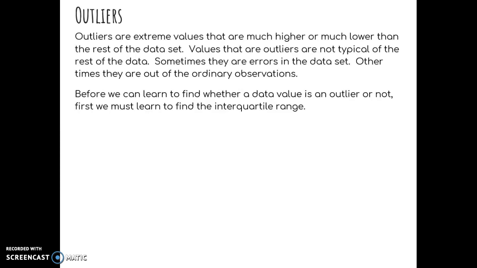So thinking of that 25, that student that made a 25%, that was a really extreme value. It was not like the rest of the data. Most of the students scored a high C or better. This student scored a low 25. So it seems really out of place. So numbers like that are called outliers. Outliers are extreme values that are much higher or much lower than the rest of the data set. Values that are outliers are not typical of the rest of the data. So that 25 wasn't typical for the class.